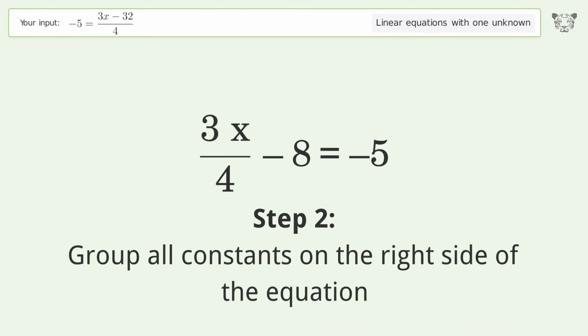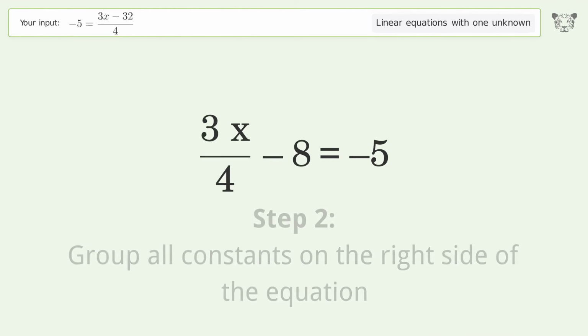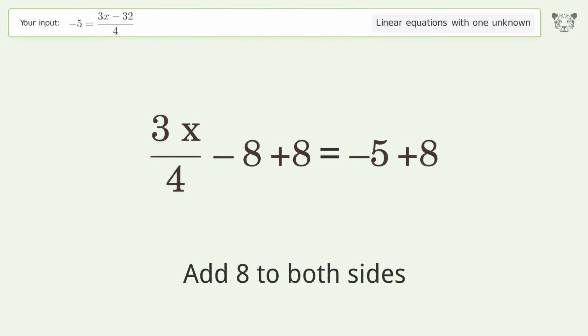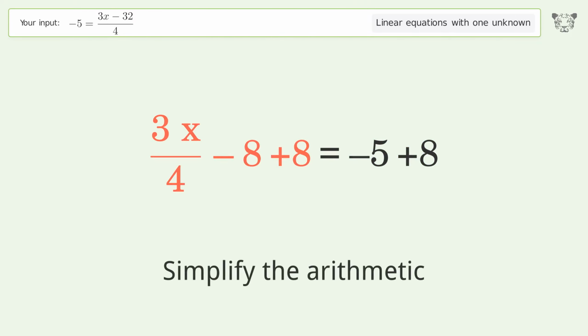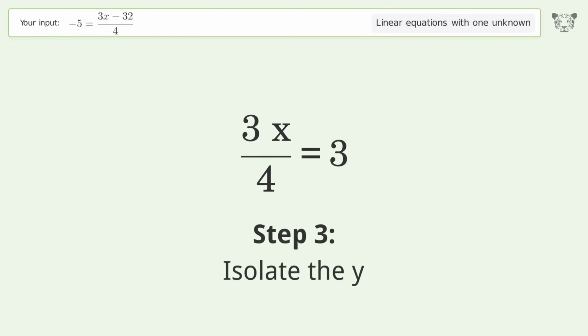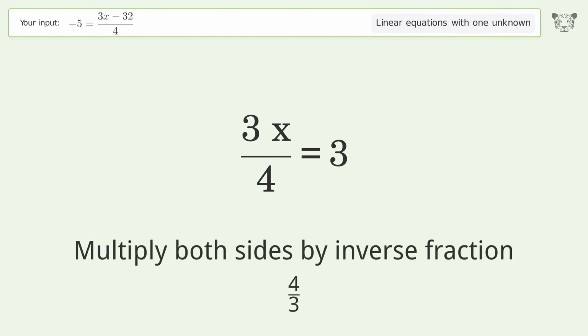Group all constants on the right side of the equation. Add 8 to both sides. Simplify the arithmetic. Isolate the y. Multiply both sides by inverse fraction 4/3.